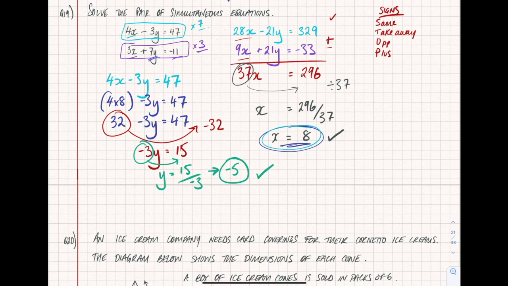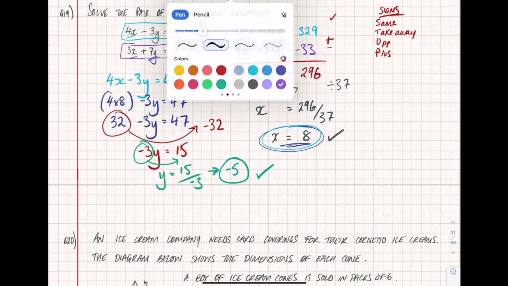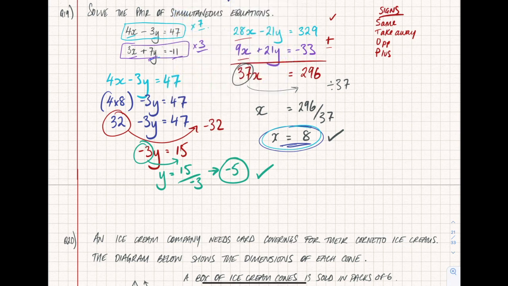Now, if you wanted to double check yourself, what you can do is take both those values and substitute into the bottom equation. So if we look at that purple one, 3 times x, well, x is 8, so 3 times 8.